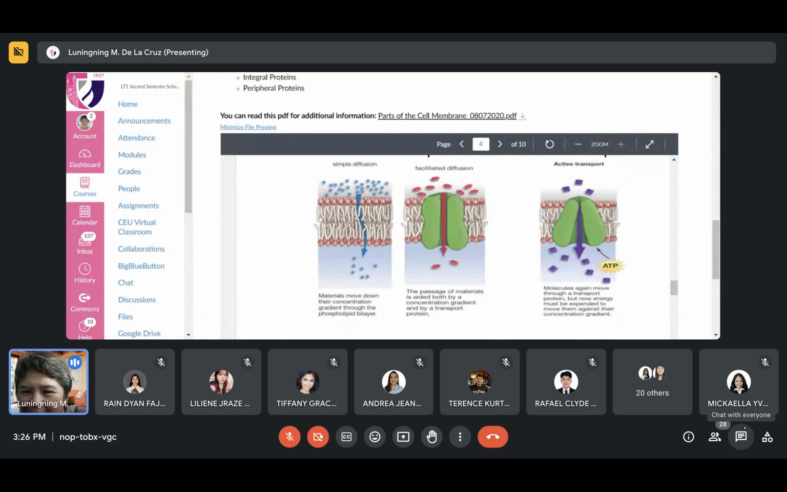So you will see that the molecules here move. Again, we have a transport protein. But now, energy is required.